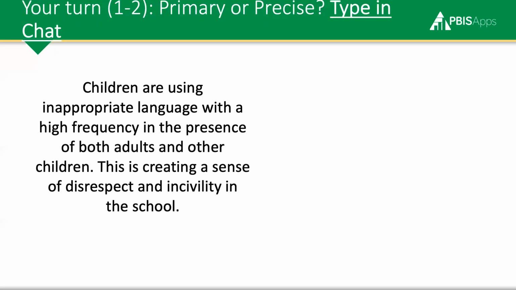And I'll just go through these. If we were in person, we'd have little cards that say primary, precise, but we'll just go ahead and do these. Here are some examples of primary and precise problems. And in your head, you can think about this as well. So here's an example. Children are using inappropriate language with a high frequency and in the presence of both adults and other children. This is creating a sense of disrespect and incivility in the school.